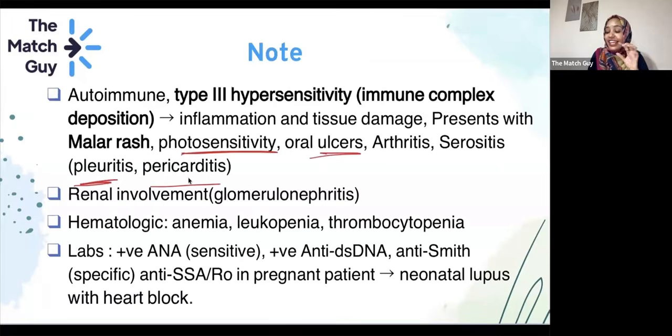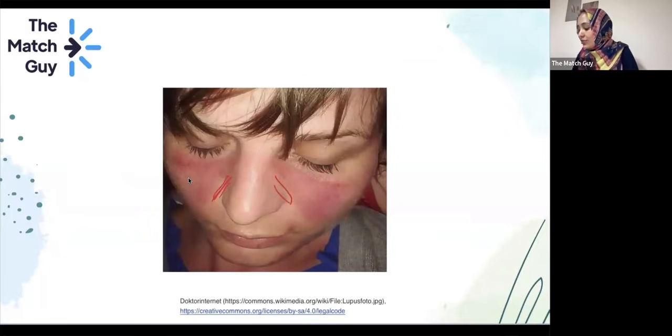Very good. This is a key piece of information: anti-SSA, which is actually anti-Sjogren syndrome A or Ro. This is positive in Sjogren syndrome, but if you have it positive in someone who has SLE, they're more likely to develop neonatal lupus, which presents with heart block and bradycardia. Okay, let's do a few questions here. Let's practice these kind of questions.